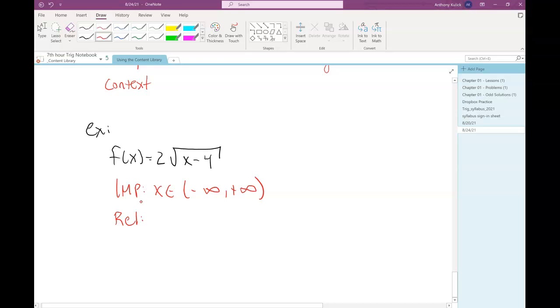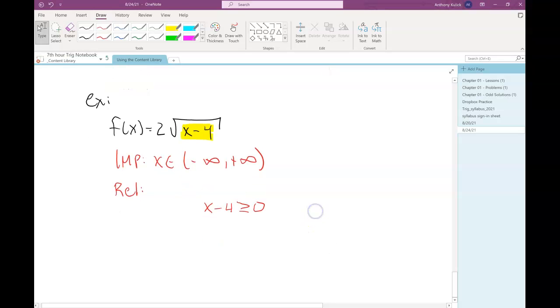So that's the place I have to worry about with my relevant domain: all this stuff that's underneath the square root has to be non-negative, right? Has to be at least 0, or else I wouldn't be able to take the square root of it. Is that okay with everybody? Okay. So what I'm going to do now is solve this inequality. So I'll add 4 to both sides.